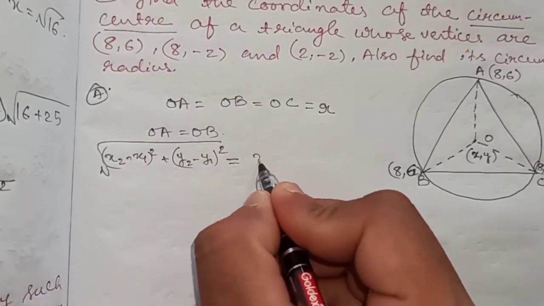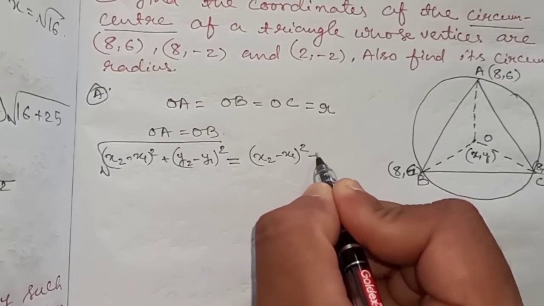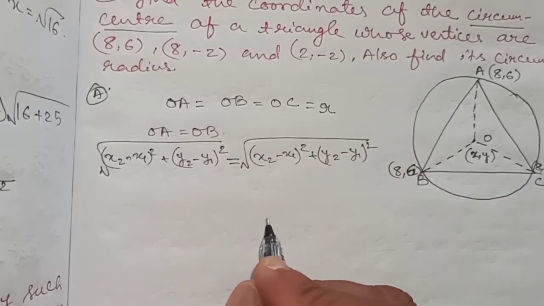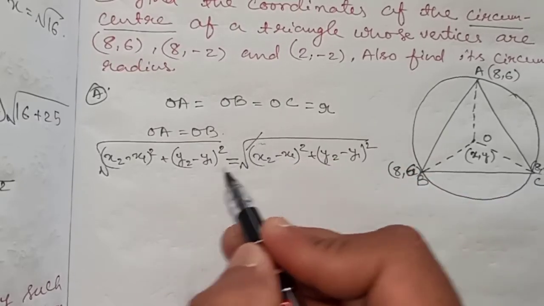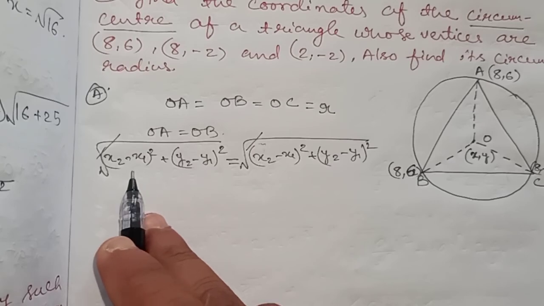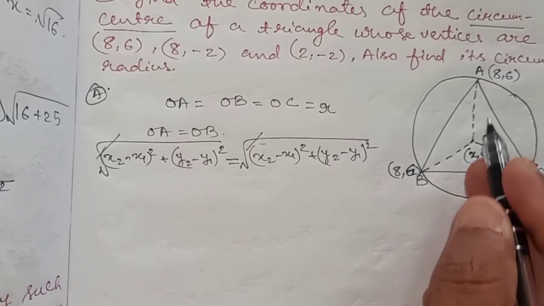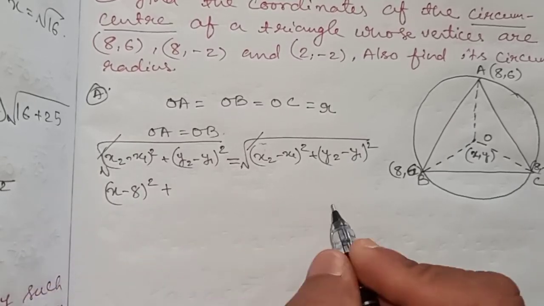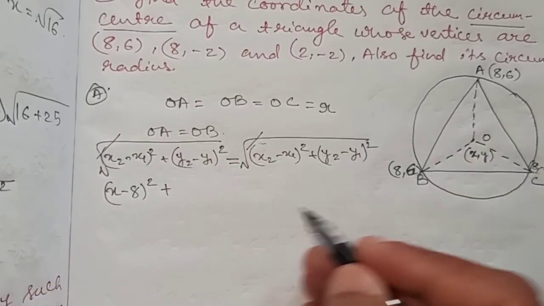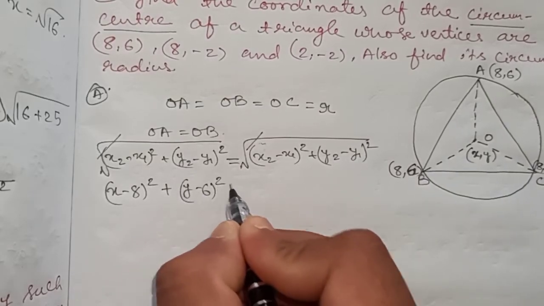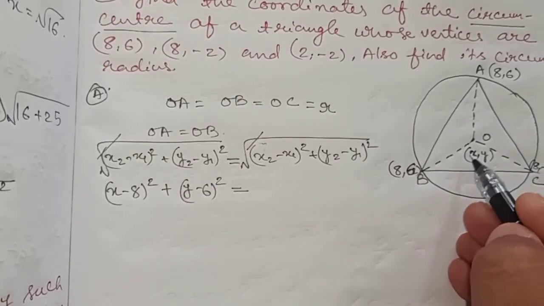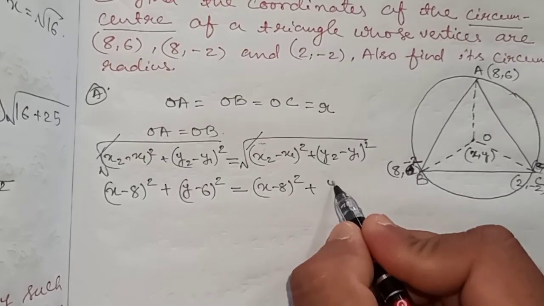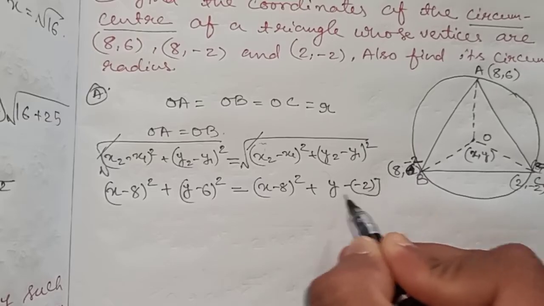Square root equals to square root of (x2 minus x1) whole square plus (y2 minus y1) whole square. Square root will be cancelled. Now we will substitute the values x2 minus x1, that means x minus 8. OA is (x minus 8) whole square plus (y minus 6) whole square equals to (x minus 8) whole square plus (y minus 2) whole square.